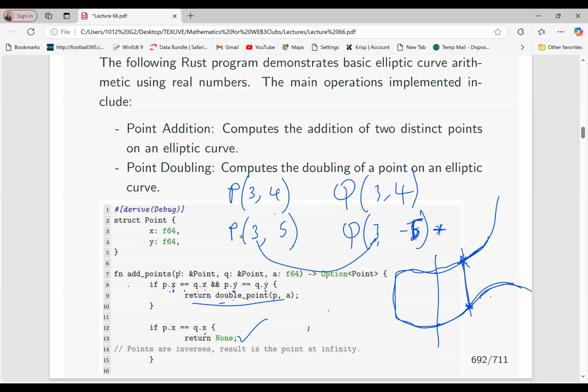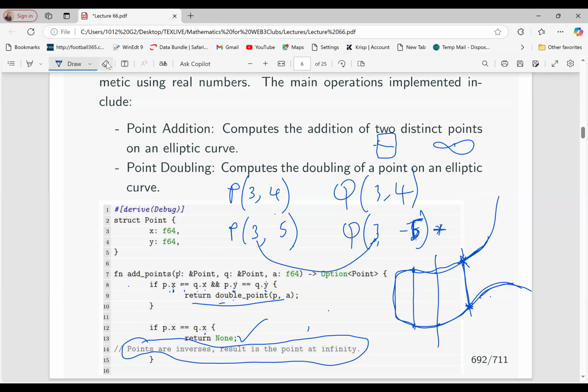So if this is a point, then this is another point. They are inverses of each other. That's what I was explaining at this point. And if they're inverse of each other, their sum always will be the point at infinity, which we abbreviated as that. And of course, we said we can also just write it like that. Supposing there's a point here, there can only be another point here on the same vertical line. So they're inverse of each other.